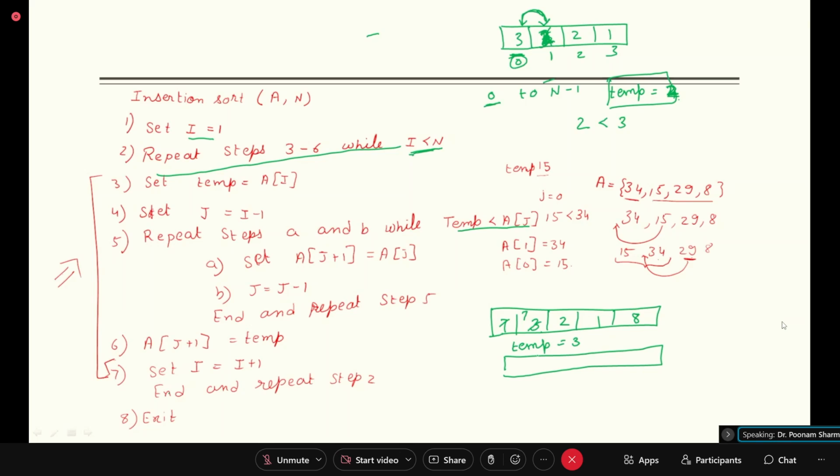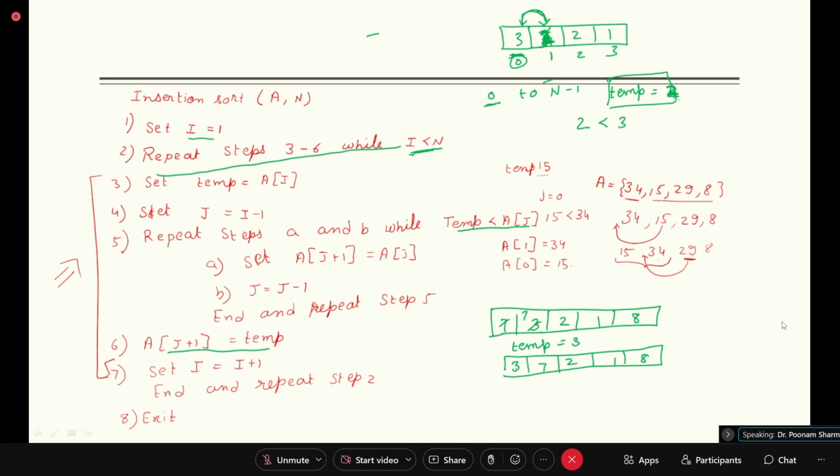Now what is to be done in the next phase? So basically, if you see what is there, this is 7, this is 2, this is 1, and this is 8. And what you are doing here, you are putting the value of temp here, right? So 3 and 7 are done.